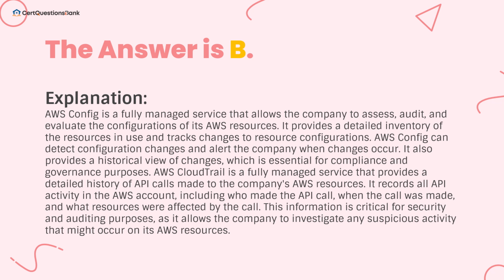AWS CloudTrail is a fully managed service that provides a detailed history of API calls made to the company's AWS resources. It records all API activity in the AWS account, including who made the API call, when the call was made, and what resources were affected by the call. This information is critical for security and auditing purposes, as it allows the company to investigate any suspicious activity that might occur on its AWS resources.